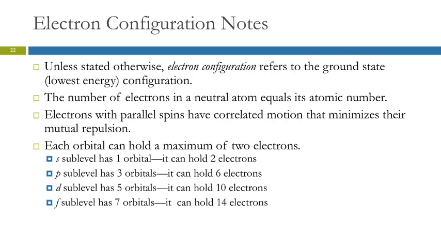They can coexist because of the opposite spins within an orbital. But within the sublevel, the parallel spins minimize the repulsion. So that's not a big deal. I guess I don't actually understand that very well. Each orbital can hold a maximum of 2 electrons. We already covered that.